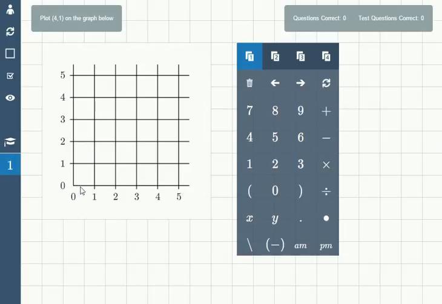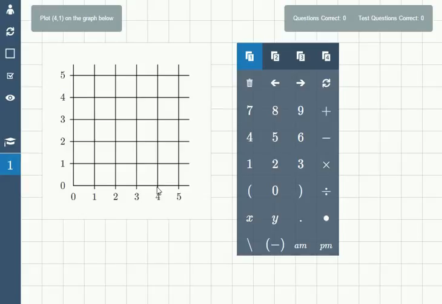So if we move across here to 4, we can see that our point's going to be somewhere on this vertical line. Where exactly depends on the second number in our coordinate, the y value, which is 1. Which means that our point is also going to line up with the 1 on the y-axis. So it has to line up with the 4 on the x-axis and the 1 on the y-axis, and that's where we should put our point.